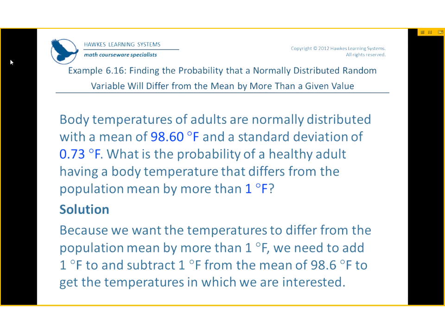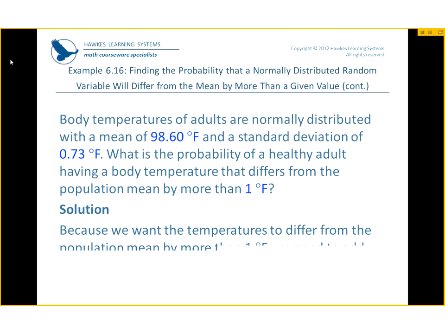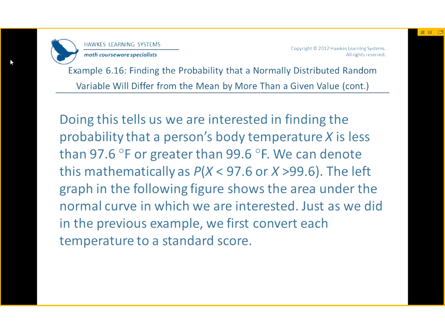Body temperatures of adults are normally distributed with a mean of 98.6 degrees and a standard deviation of 0.73 degrees. What's the probability of a healthy adult having a body temperature that differs from the population mean by more than 1 degree? Because we want the temperatures to differ from the population mean by more than 1, we need to add 1 degree to and subtract 1 degree from the mean to get the temperatures we're interested in, because we're looking at the range. So we want values less than 97.6 and greater than 99.6, because all I did was subtract 1 from the mean and then add 1 to the mean.